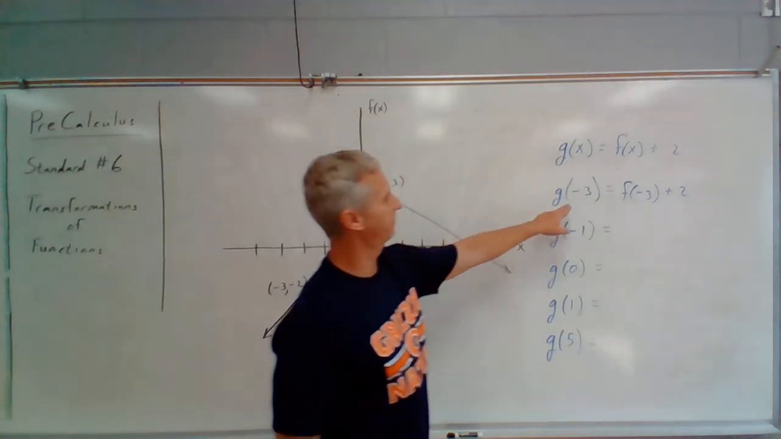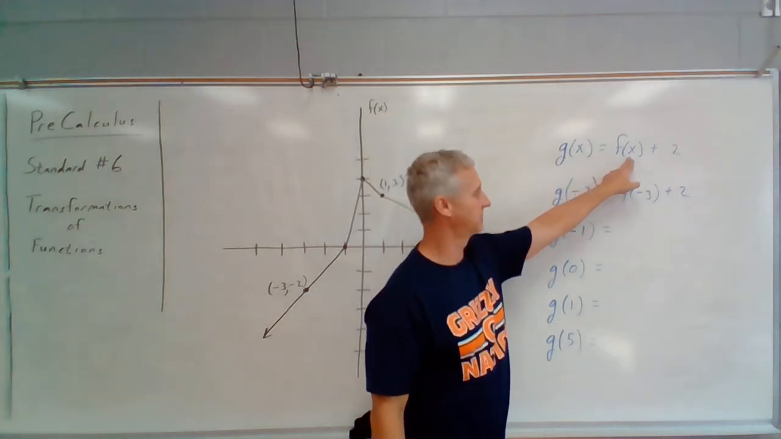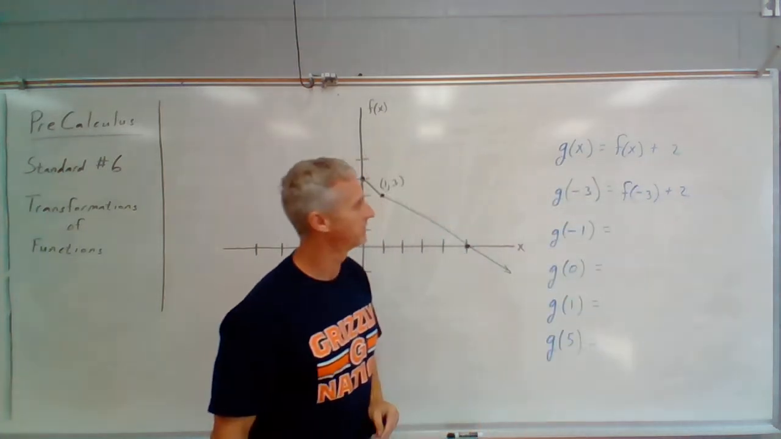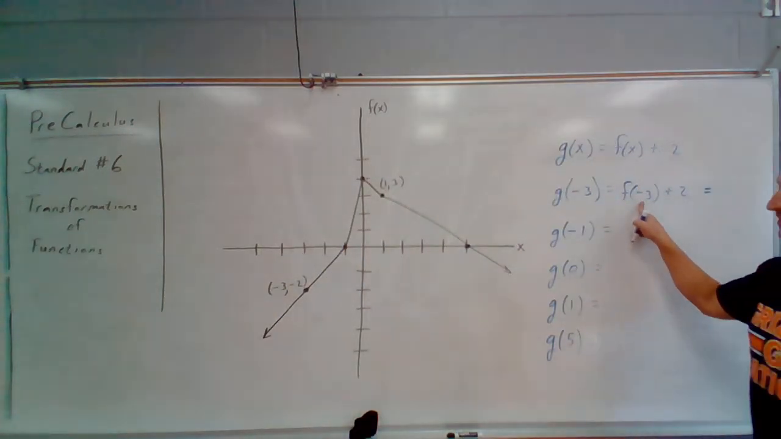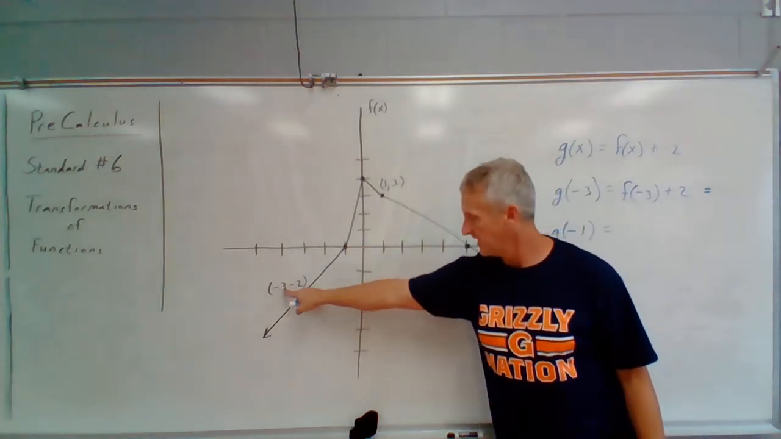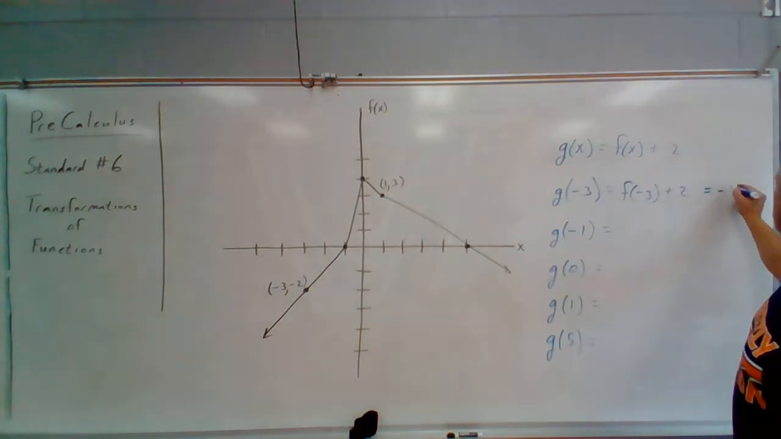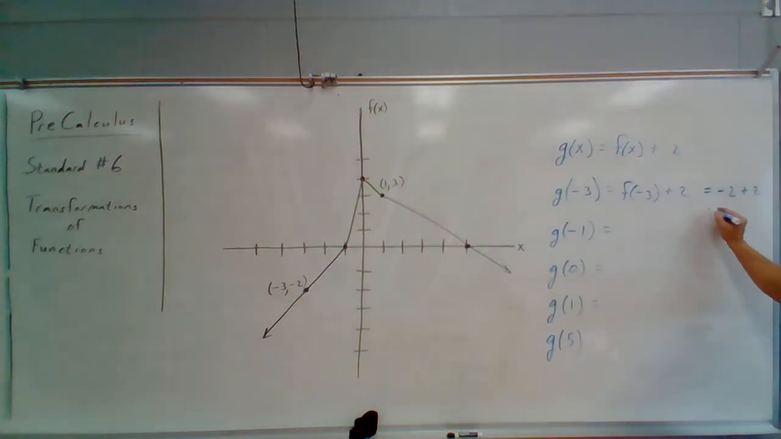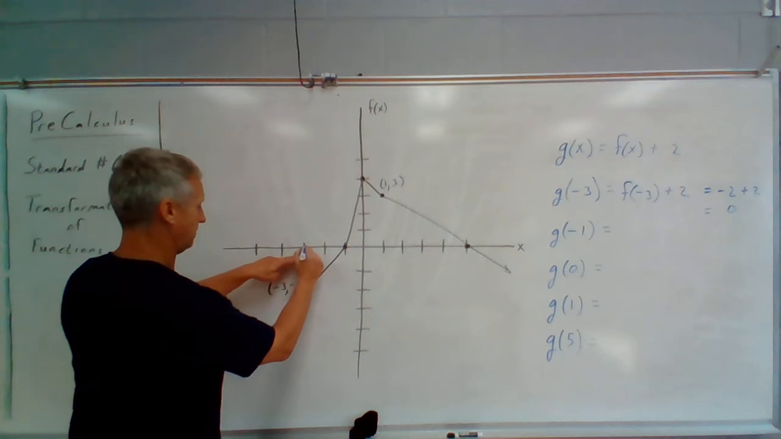So plugging -3 into the new function is the same thing as plugging -3 into the original function and then adding 2. So f of -3, well, I don't have an equation, but I do have this point labeled here. F of -3 was -2. So I've got -2 plus 2, which would be 0. So g of -3 should be 0.